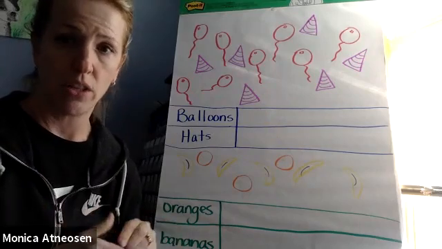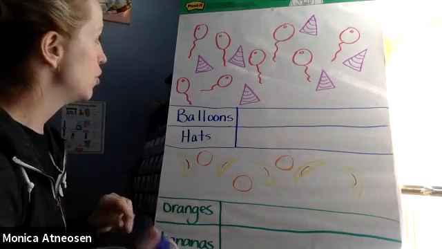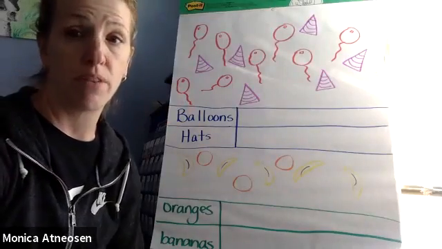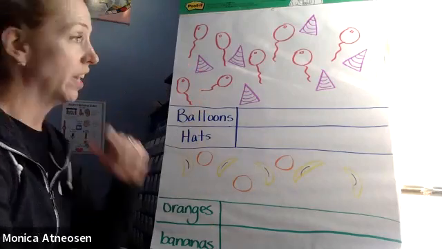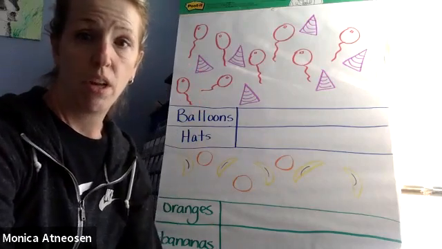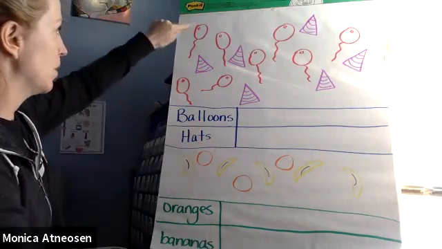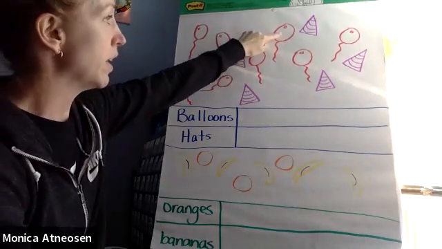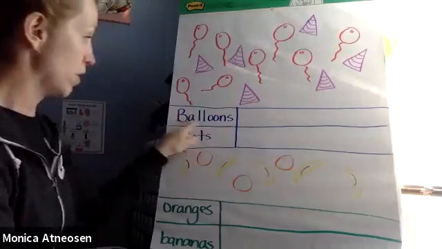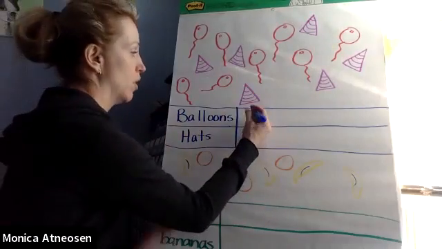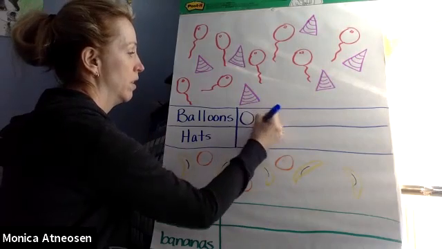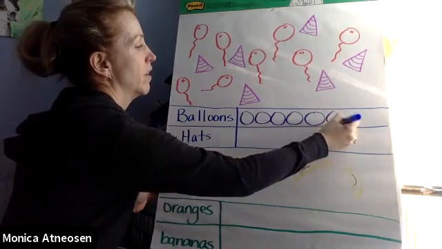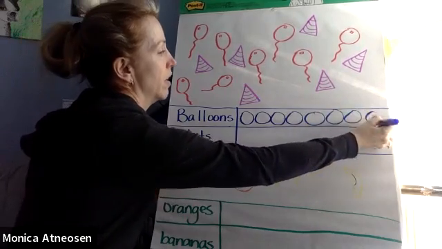And in order to create this graph, I'm just going to use the shape that these pretty much are. A balloon is pretty much just the shape of a circle, and a party hat is pretty much just the shape of a triangle. So the balloons, I'm going to count 1, 2, 3, 4, 5, 6, 7, 8. So here where it says balloons, I'm going to draw 8 circles. 1, 2, 3, 4, 5, 6, 7, 8.